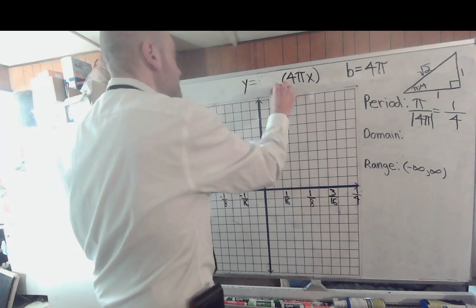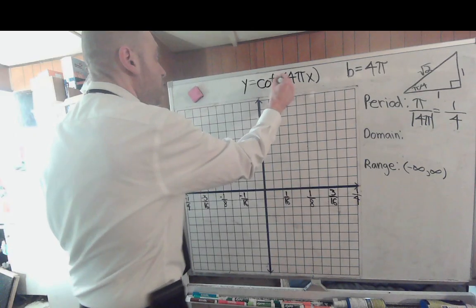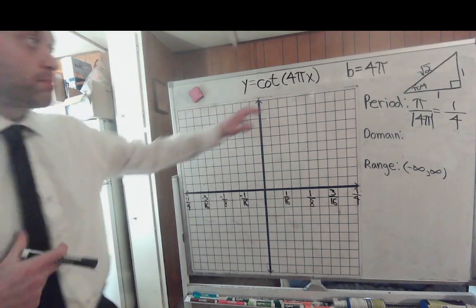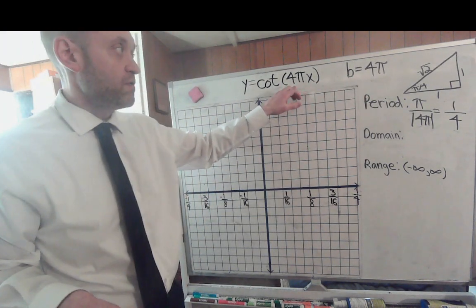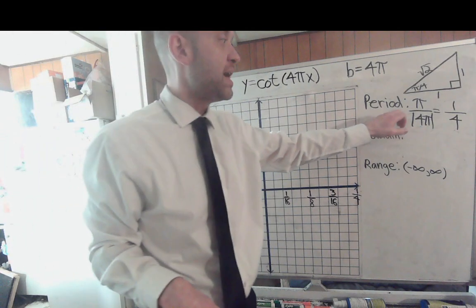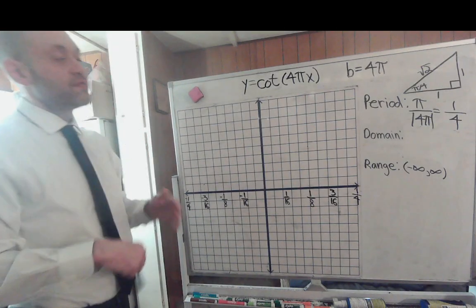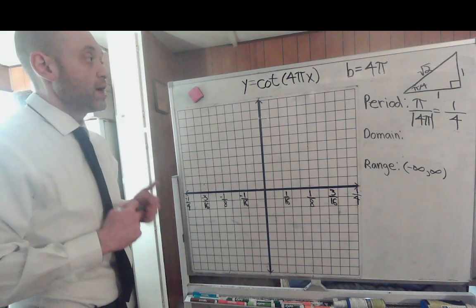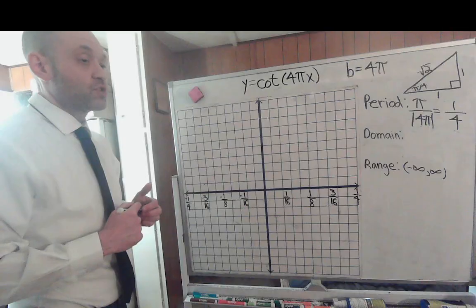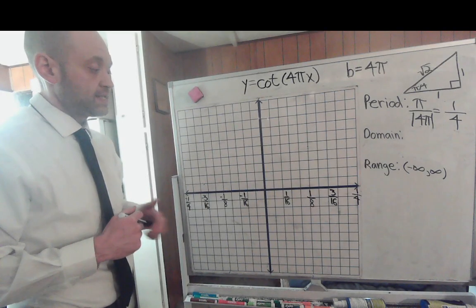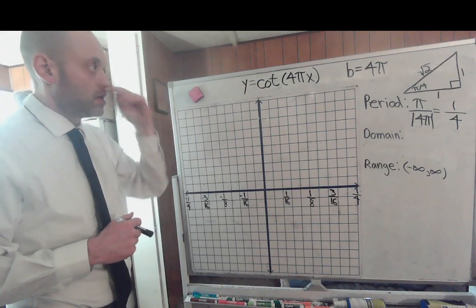So this time we're going to do the cotangent. Y equals the cotangent of 4 pi x. So again, our b is 4 pi, that's the coefficient on the x, so the period is pi over 4 pi, which would give you 1/4. Now let's think of the domain of this function. So where is the cotangent undefined? That's going to be, of course, at 0, right? X equals 0, cotangent of 0 is undefined.